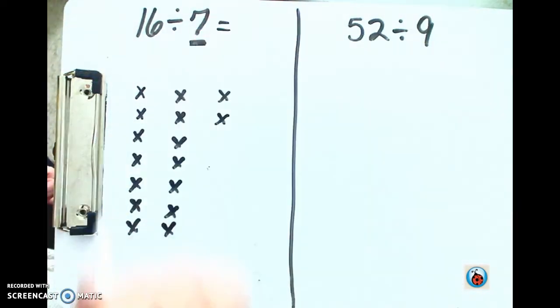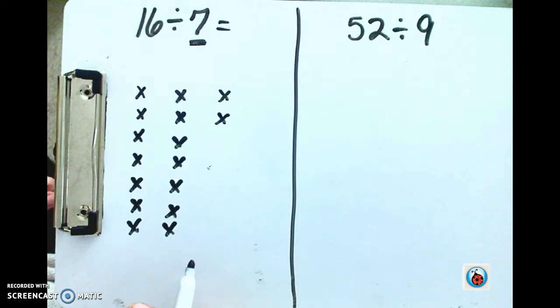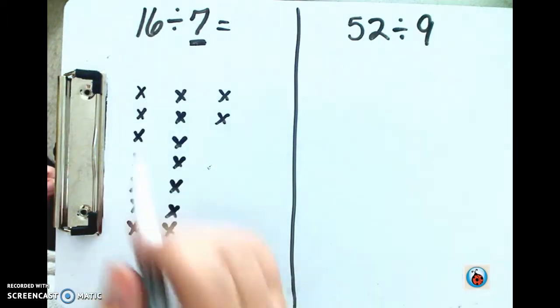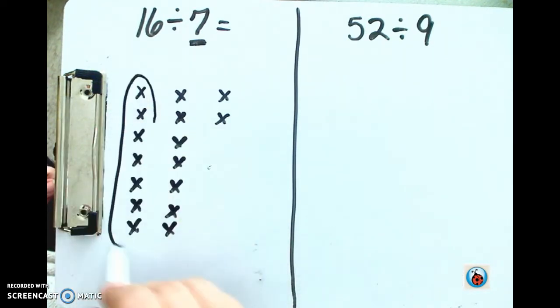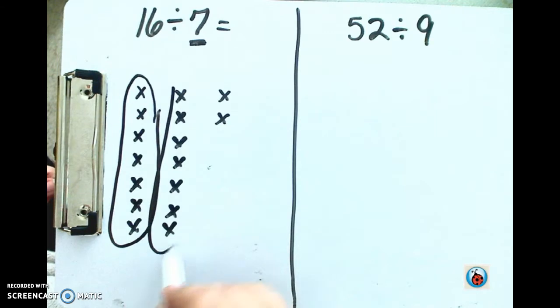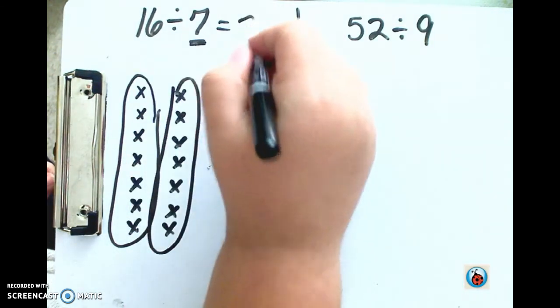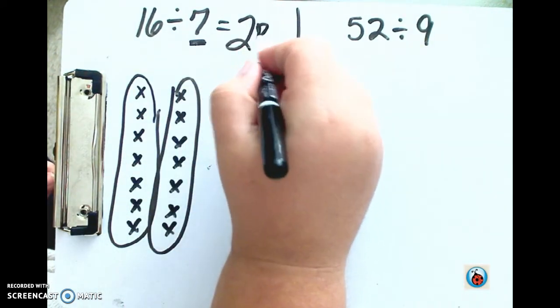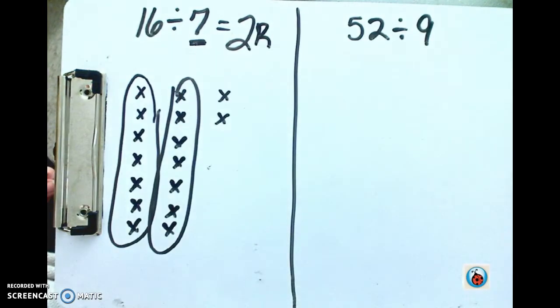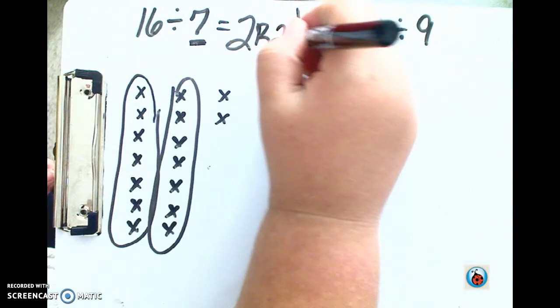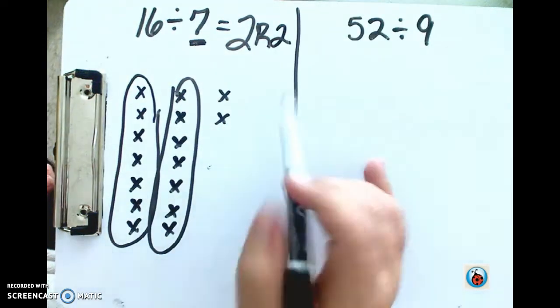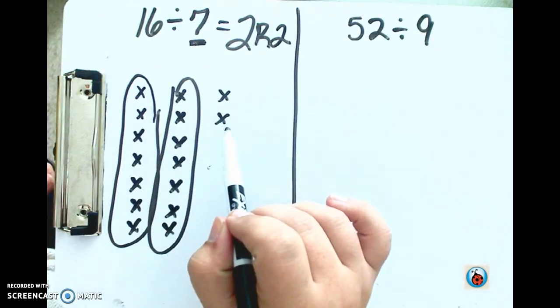Our answer is how many groups of 7? How many groups of 7 do I have, Jasmine? I have 2 groups of 7, and then I have how many remaining? 2. Very good. We say remaining or leftover sometimes. So we have remainder 2.